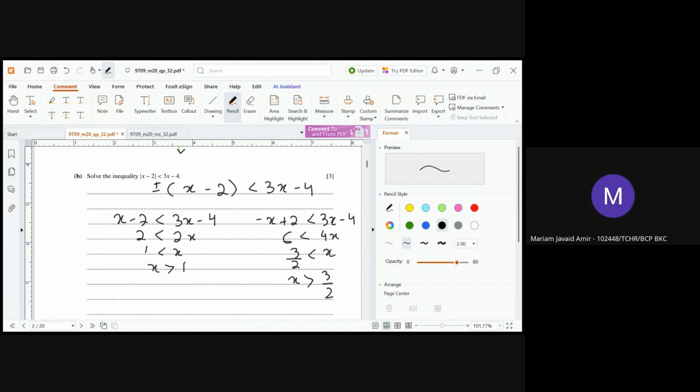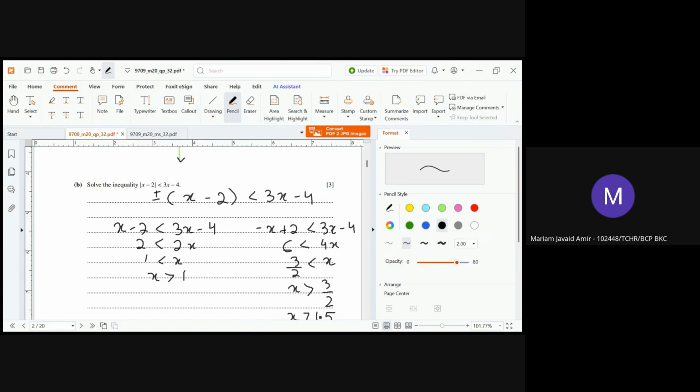Now we have a problem. We have greater than signs in both the answers. x is greater than 1 and x is greater than 1.5. That can't be right. One of these is right, one of these is not. Only one of these is going to be our final answer. The other one has to be rejected. Now, how do we know which one to reject?